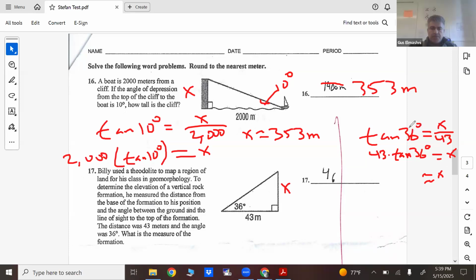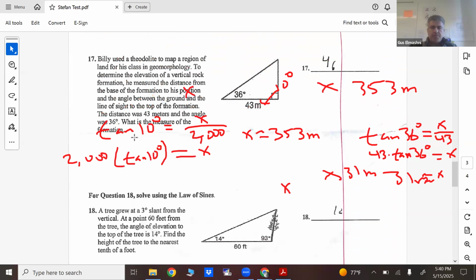So 31.2. That's 31 meters. Okay, we're okay there.